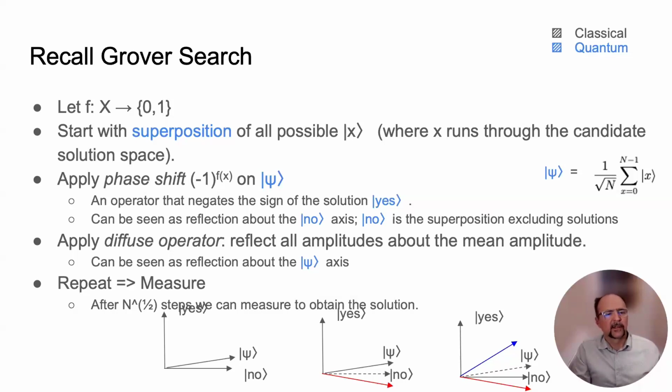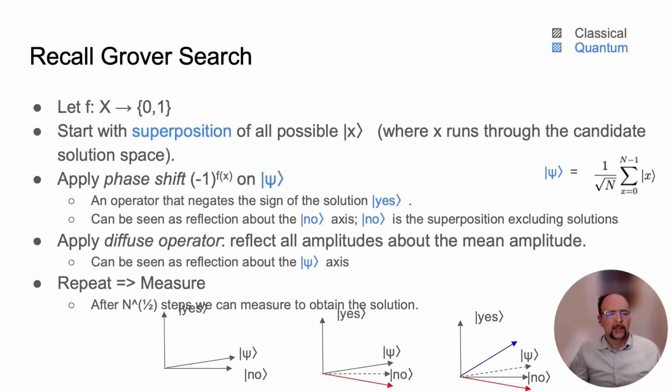The first thing it does is apply a phase shift on that superposition, which you can think of as a quantum operation that negates the sign of the solution. Then it has a diffusion operator that reflects all the amplitudes about the mean amplitude. It's helpful to think of the geometric interpretation of this algorithm, which is much more intuitive. The key idea is that the phase shift can be seen as a reflection about the no axis, and Grover can be seen as a two-dimensional algorithm that operates in this yes-no space.